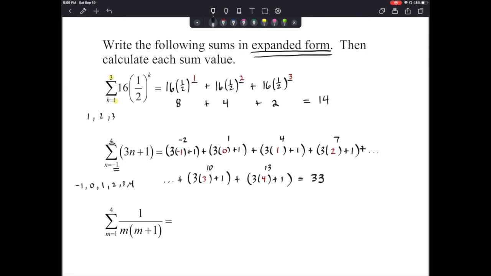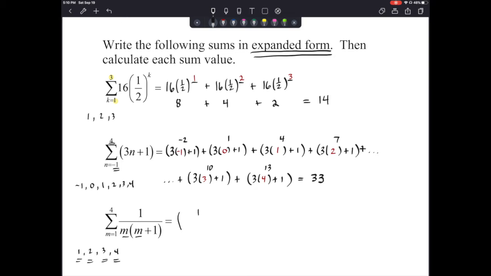We're finding the sum from the first term to the fourth term. So how many terms is that? 1, 2, 3, 4. 4 terms. Notice this one has 2 m's in the argument. So that means we're going to have to plug in our term numbers into the expression for both of those m's.